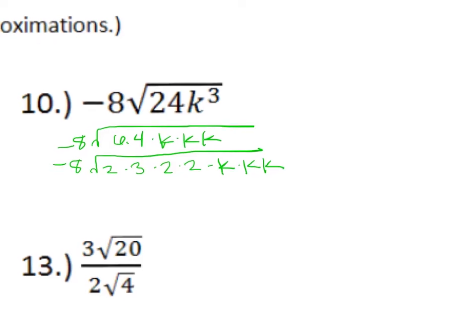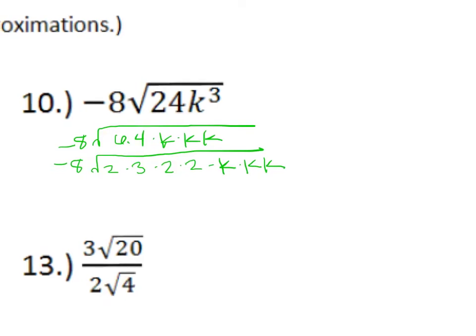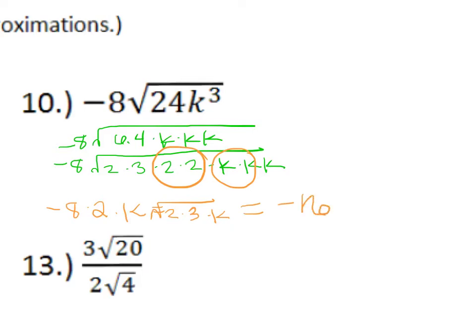And now we're ready to pull out our couples. We've got a couple of 2's and a couple of K's. So we have a -8 out here, a single couple of 2's, a single couple of k's, and then on the inside 2 times 3 times k. So our final answer becomes -16 k root 6k.